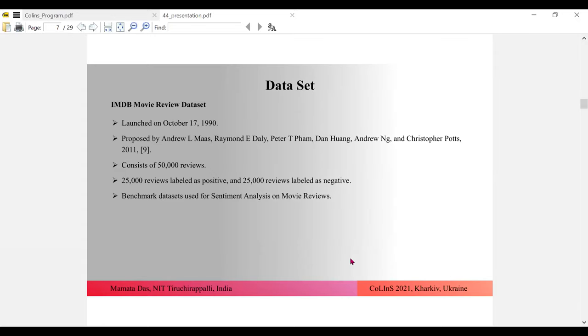So this is our dataset. To evaluate the performance of the proposed method, we used one of the most popular publicly available movie review datasets, known as the IMDb movie review dataset. This standard dataset was proposed by Andrew, Raymond, Peter and Christopher in 2011. It consists of 50,000 reviews, with 25,000 labeled as positive and 25,000 labeled as negative. It is one of the standard benchmark datasets used for sentiment analysis on movie reviews.